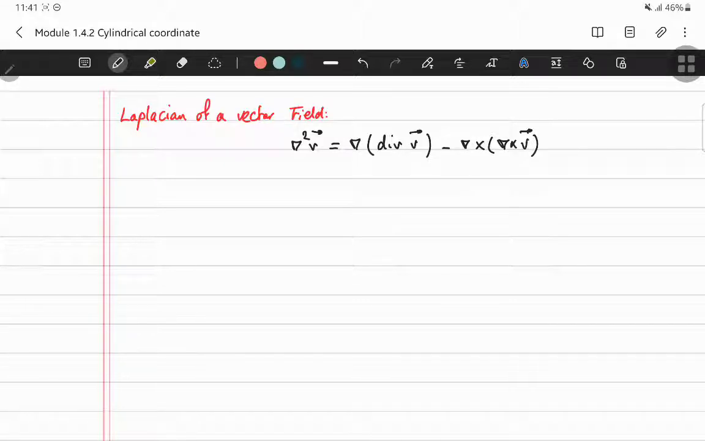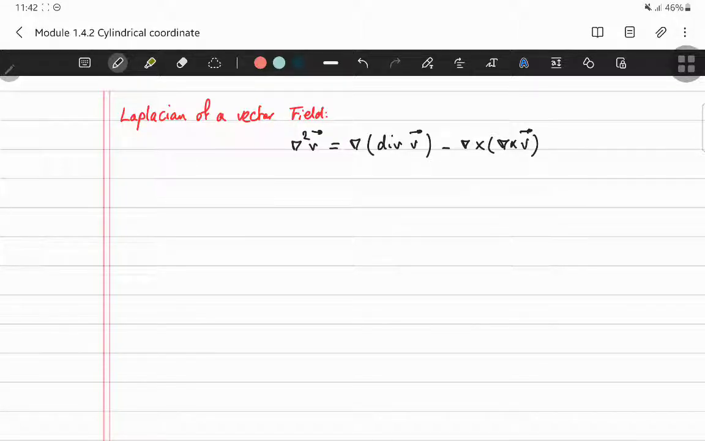And if you see again here, you have a divergence, so it is a scalar field, and you have the gradient of a scalar field, which is a vector. You have the curl operator, which is a vector, applied on a vector, so it is a vector. So again, we have a vector minus a vector. So finally, we expect to get something like a vector here. So del squared v has an r, theta, and z component.